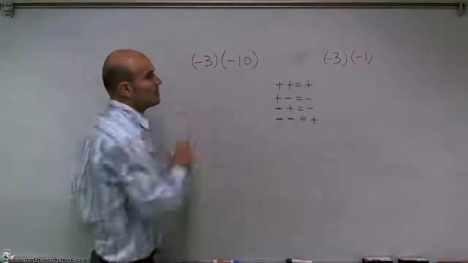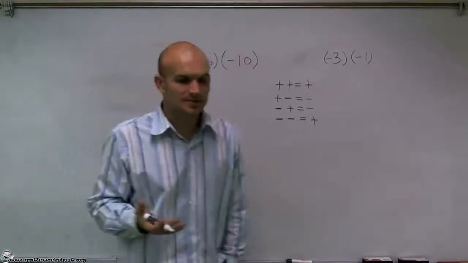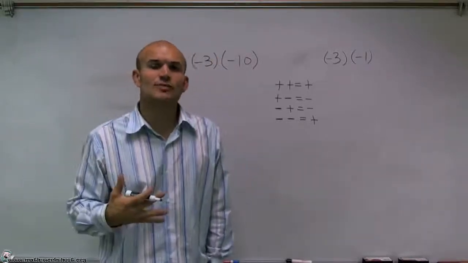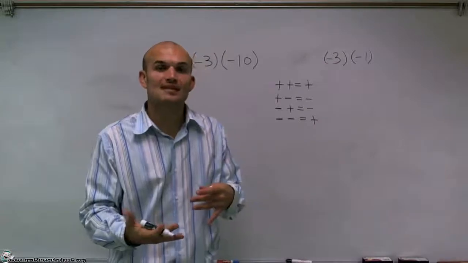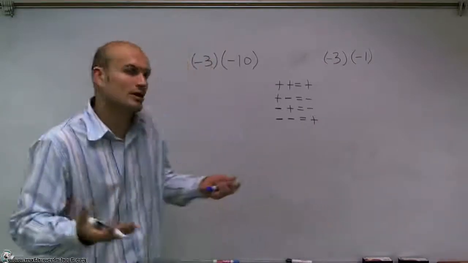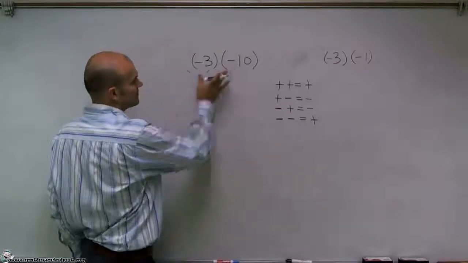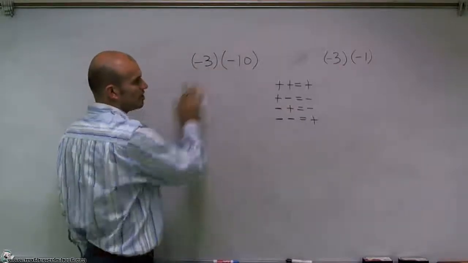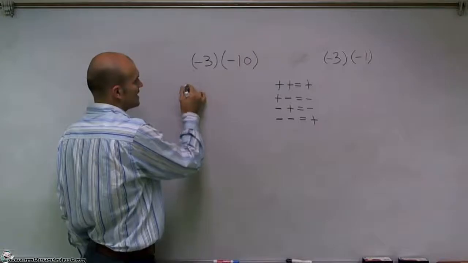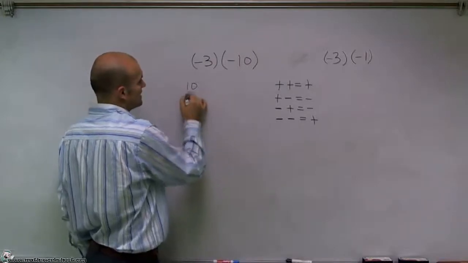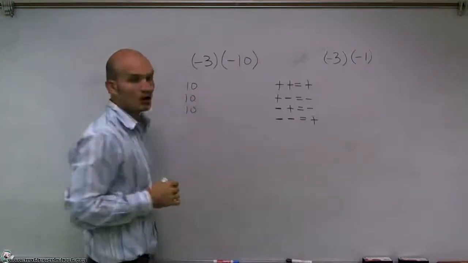Well, if you remember, multiplication is just another way for us to represent addition, or subtraction in the case of negative numbers. But really, what we're doing to figure out the multiplication of 3 times 10, regardless of the signs, is saying I have 3 sets of 10, or 10 sets of 3.